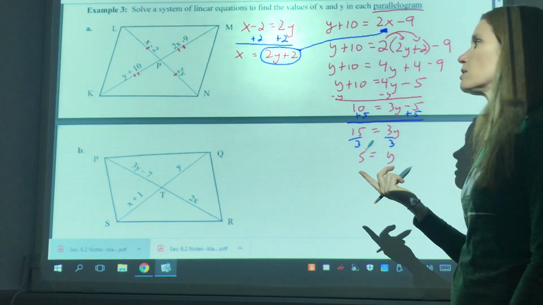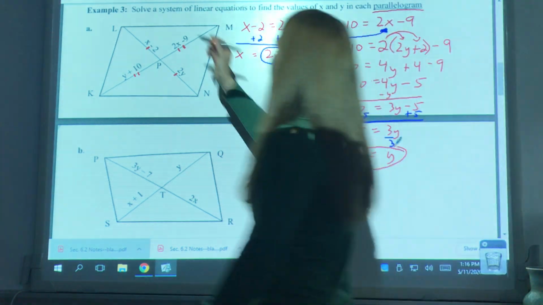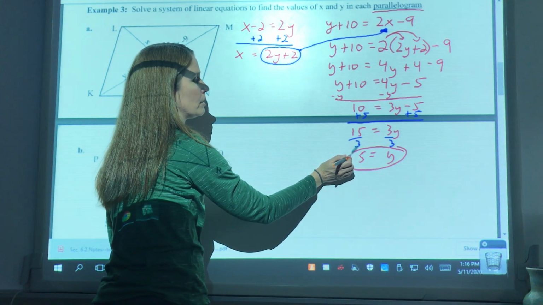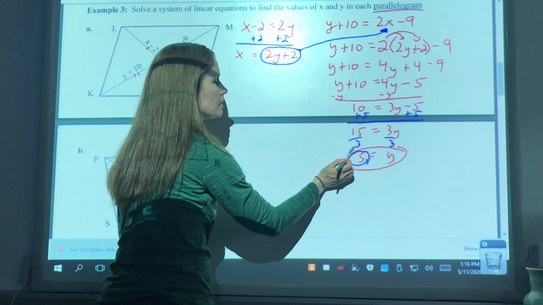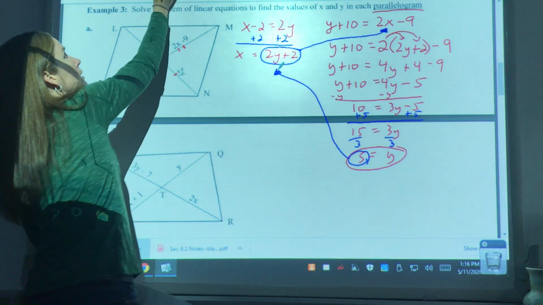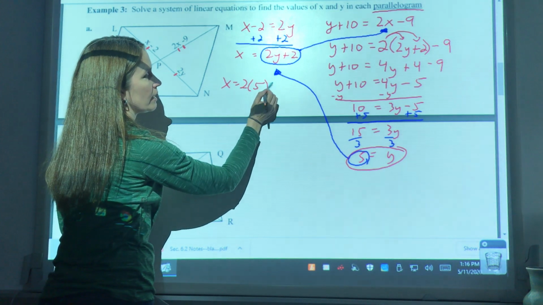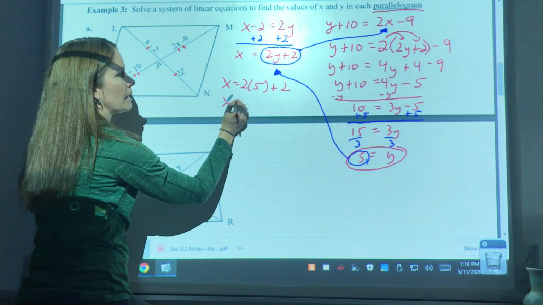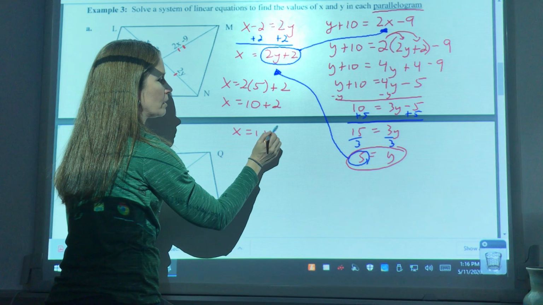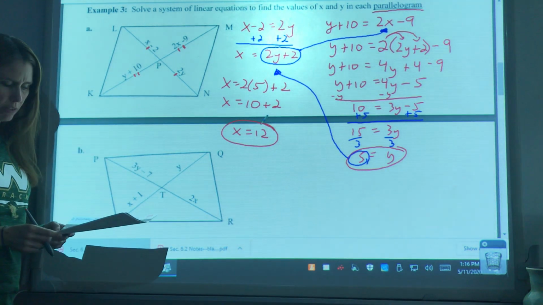Okay, so they asked me to find x and y, and I've now found one of the things I need to find. I need to now find the other. So to do that, I'm taking this 5 that y is equal to, and I'm going to substitute it in up here for y's place. So I've got x is equal to 2, parentheses 5, plus 2. So I get x is equal to 10 plus 2, which gives me x is equal to 12. And that is solving for x and y.